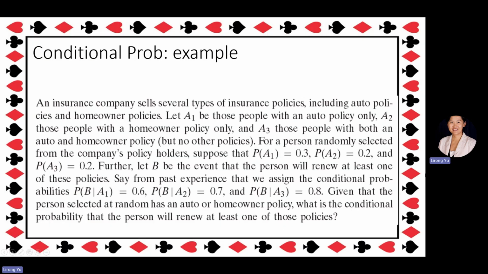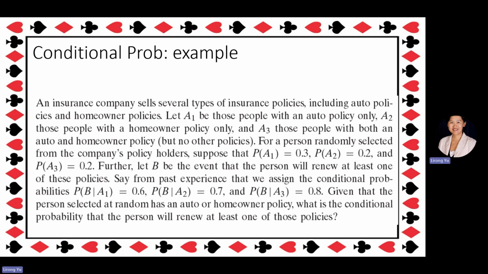All right, an insurance company sells several types of insurance policies, including auto policy and homeowner policy. Let A1 be those people with an auto policy only, A2 those people with a homeowner policy only, and A3 those people with both auto and homeowner policy, but no other policy.